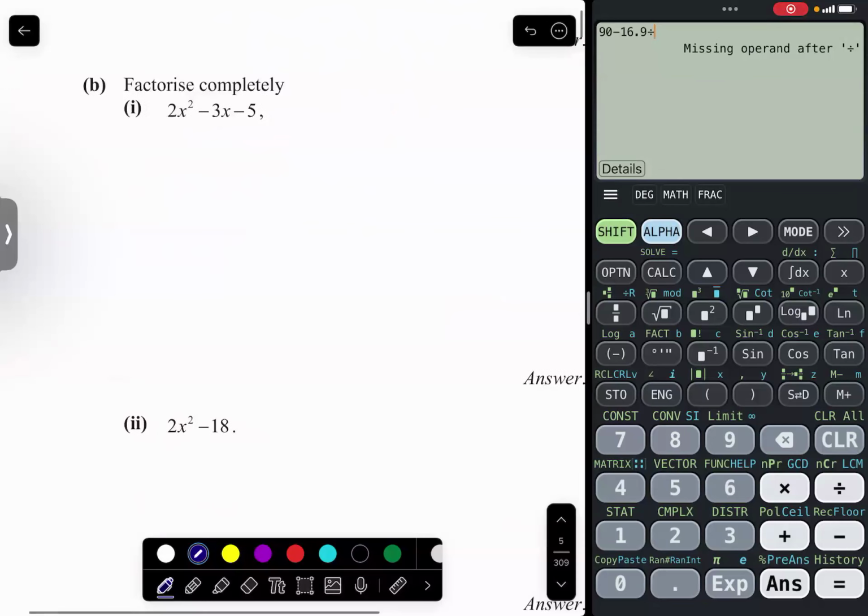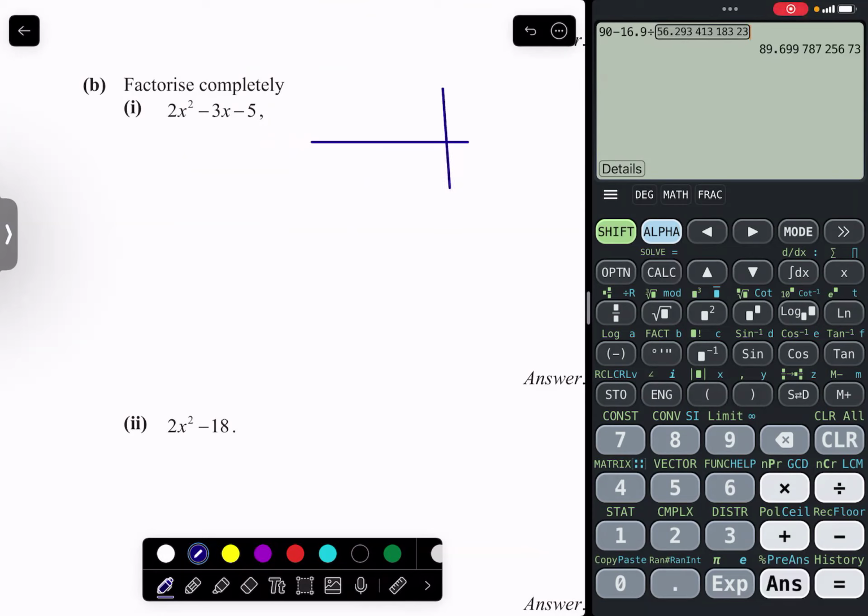Okay, B. Factorize 2x squared minus 3x minus 5. Okay, factorize a three term. You can either use the tic-tac-toe method or the cross method that you learned in school. Now, 2x squared minus 3x minus 5, right?